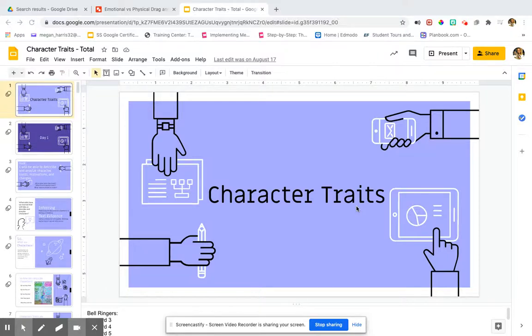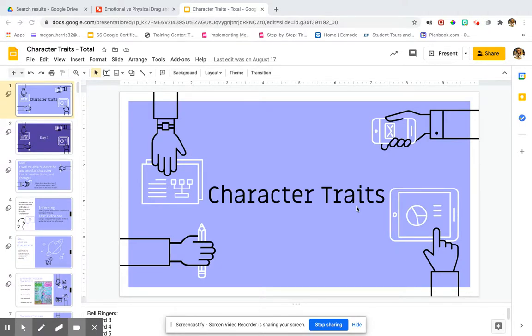Hey kiddos, what we are going to be tackling over the next 2 weeks is one of my favorite topics that we do in reading. It is character traits. So I want you to stop and think, what are character traits?